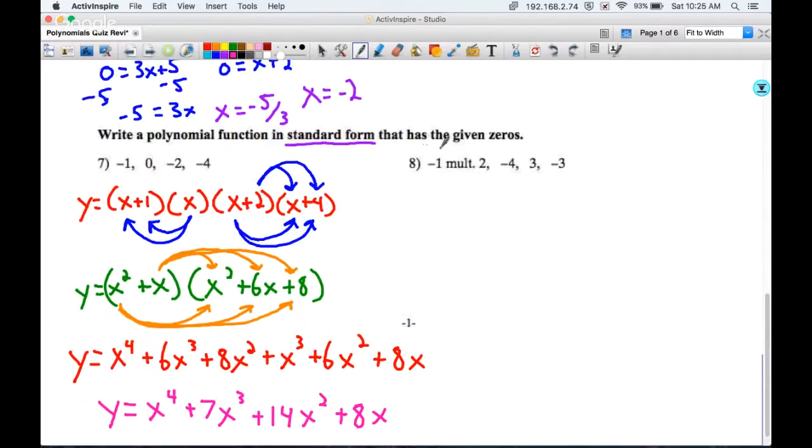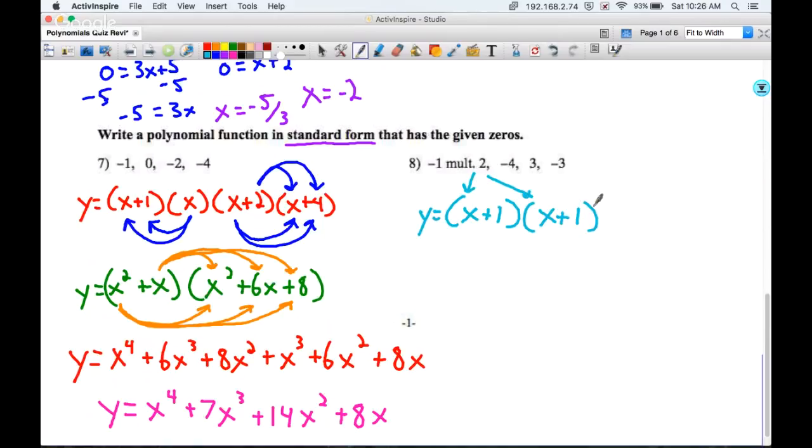So for this one here, I'll just get it set up for you. If I see -1 mult 2, that means when I'm writing this out, I need to have a factor of -1, which would mean x plus 1 is a factor. I need to have that one twice. That's what the mult 2 means.